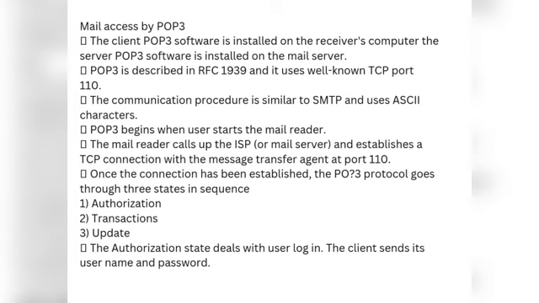POP begins when the user starts the mail reader. The mail reader calls up the ISP, or mail server, and establishes a TCP connection with the message transfer agent at port 110. Once the connection has been established, the POP3 protocol goes through 3 states in sequence. 1. Authorization. 2. Transactions. 3. Update.